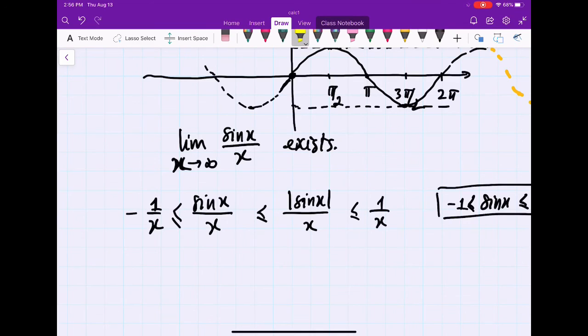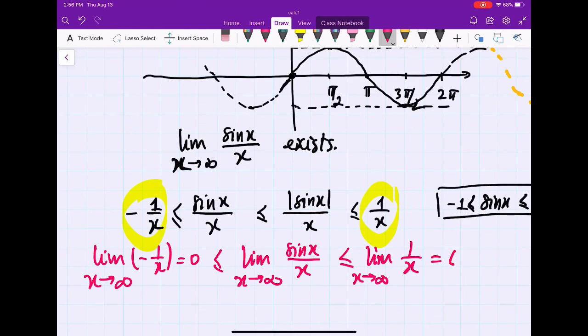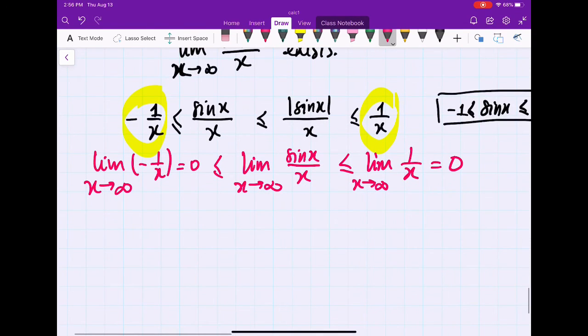Then the limit of -1 over x and 1 over x at infinity is 0. We know the limit of -1 over x as x approaches infinity is 0. That is less than the limit of sine x over x when x approaches infinity, less than the limit of 1 over x as x approaches infinity, and that is also 0. So by the squeeze theorem, the limit of our function is also 0.